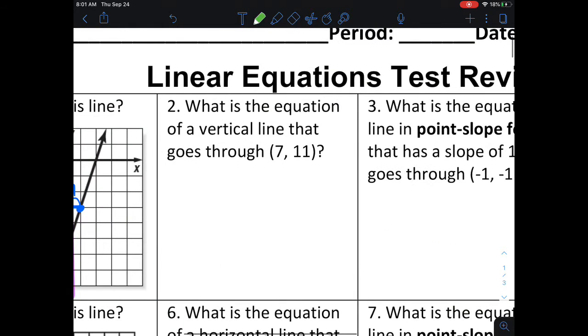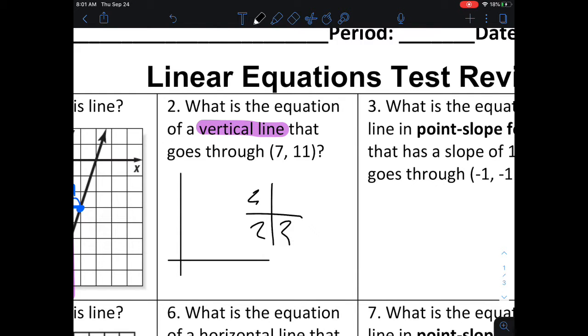What is the equation of a vertical line that goes through (7, 11)? So since this says vertical line, automatically I'm like, okay, cool, I can just graph this. This will be an easy graph to make. Also, since this says positive 7 and positive 11, I know that I am in the first quadrant. So I don't need to draw my coordinate plane like that, because I don't need the negative places. I just need the positive place. So that's why I'm only going to use that quadrant.